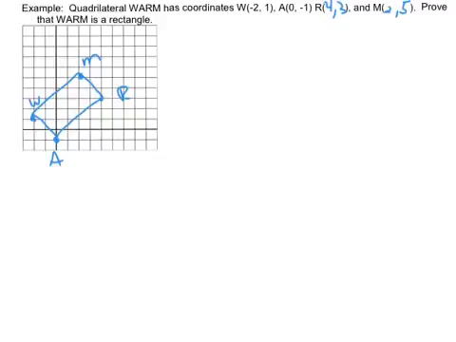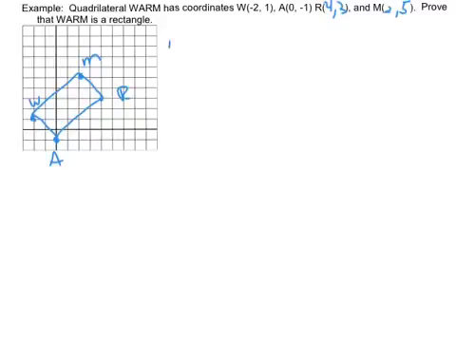Okay, for this example we have quadrilateral WARM, and we have coordinates of W, A, and R is at (4, 3), and M is at (2, 5). So I've plotted the points. Again, that's not a requirement, but it's good to graph them so you can take a look at it. I want to prove that WARM is a rectangle, and the most efficient way to do that is to calculate four slopes.